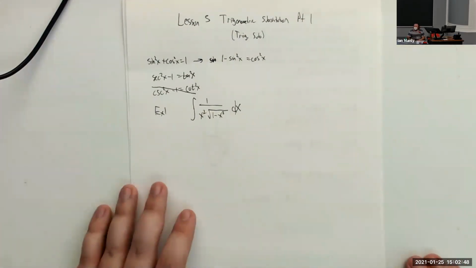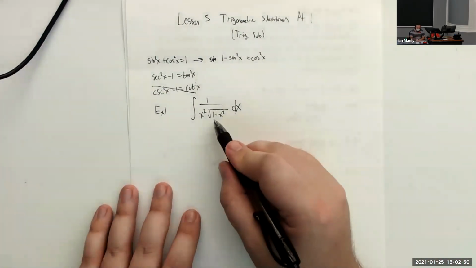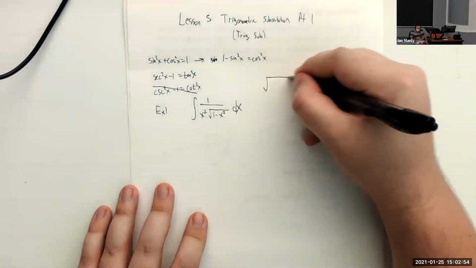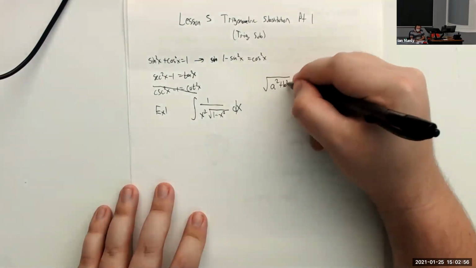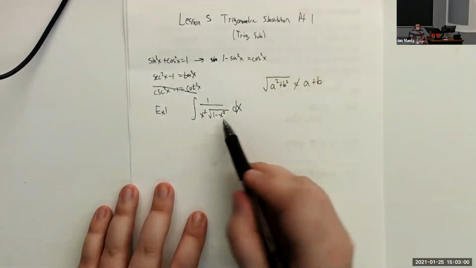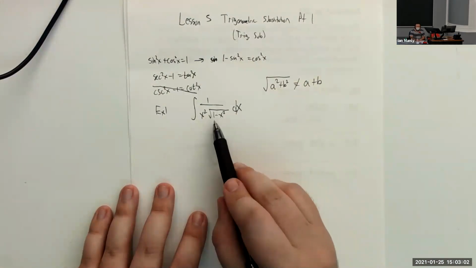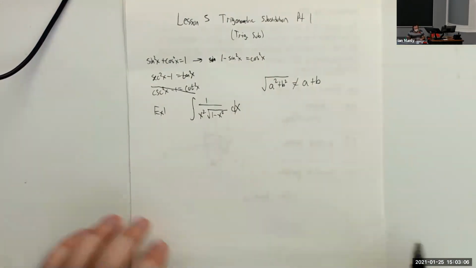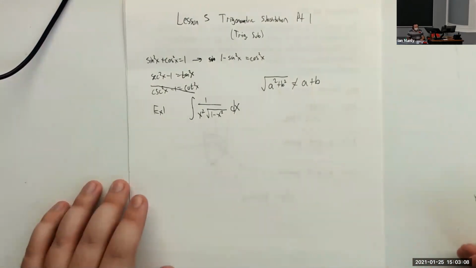Now, hopefully you guys learned in algebra that unfortunately we can't split square roots over sums. So the square root of a squared plus b squared is definitely not equal to a plus b. So we can't just take the square root of each of these and say it's 1 minus x or something like that. Unfortunately, we can't do that. So what are we supposed to do instead?